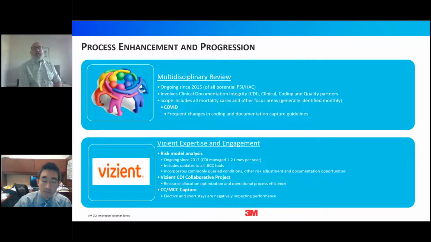We did do a CDI collaborative project this year, and we have been looking a lot at our CC/MCC capture rates. We're honing in on the fact that sometimes, even though against our peers we may show that we're not at as high a level of capture, certain elective or short stays can negatively impact that. And so as long as you're able to talk to those, we spend a lot of time around that as well.